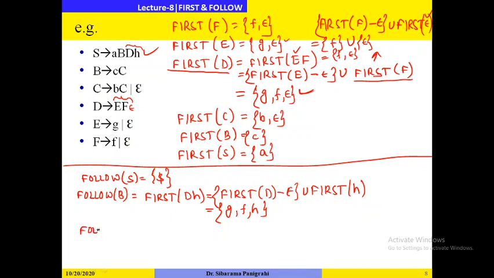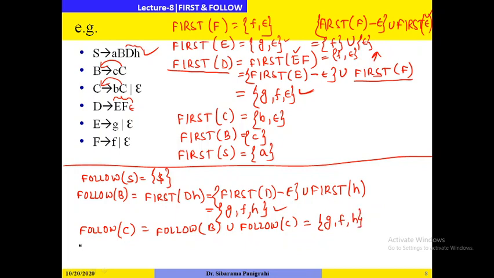Next let me compute follow of C. So follow of C means I have to look at the productions whose right hand side contains C. So here it contains C. So follow of C equal to follow of B. Here it contains C on the right hand side. So follow of C equal to follow of B union follow of C. So follow of C will be as it is. So follow of B, what you have? GFH. So you will have G, F and H.